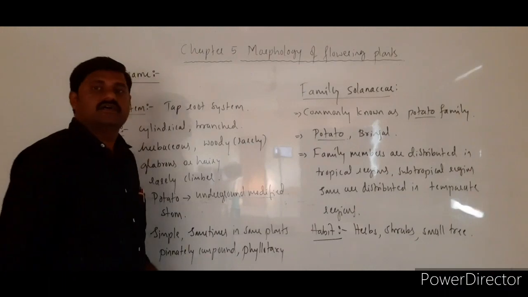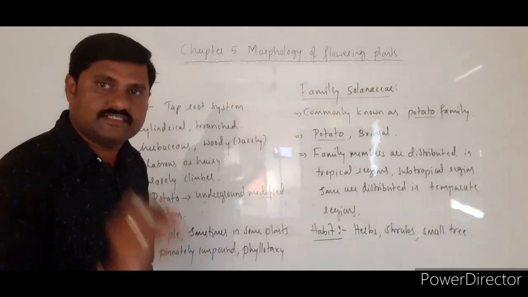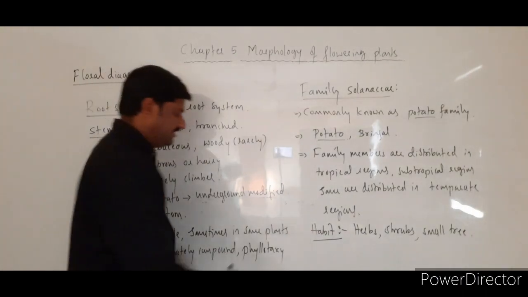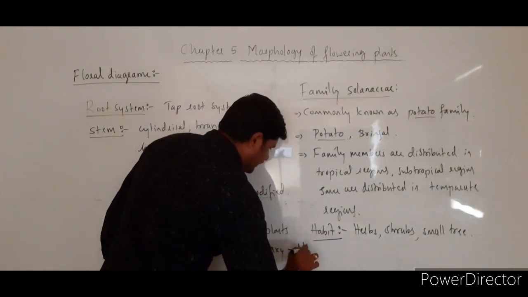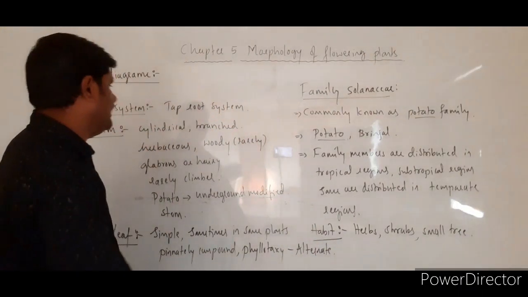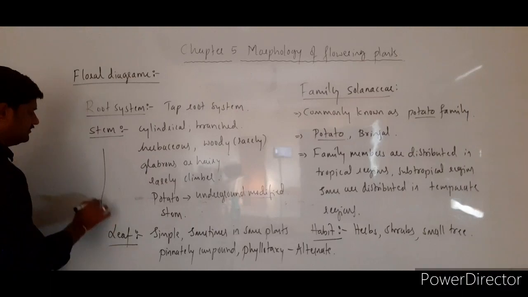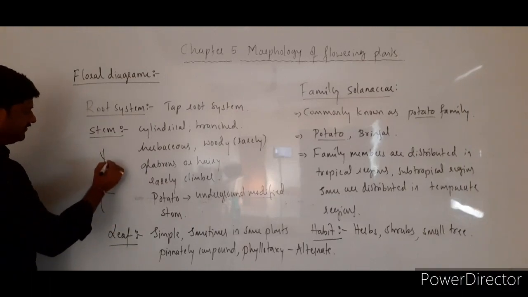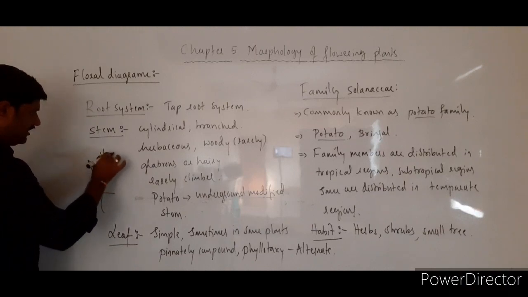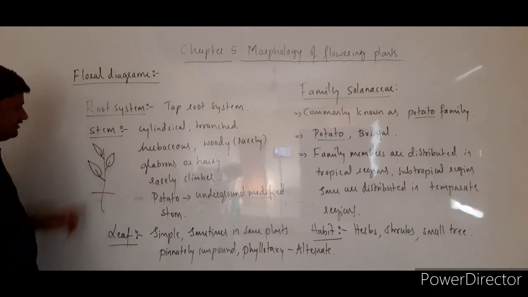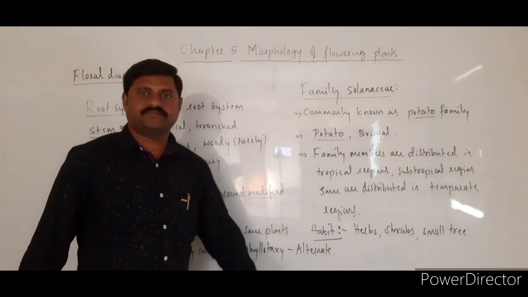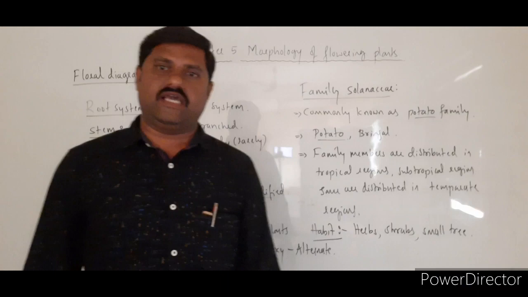So the phyllotaxy in these plants: how the leaves are arranged on the stem at the nodal region is called phyllotaxy, and that phyllotaxy is alternate. Say for example, if this is the stem, on this stem one leaf is here, one leaf is here, one leaf is here. They are arranged alternately. This phyllotaxy is known as alternate phyllotaxy.